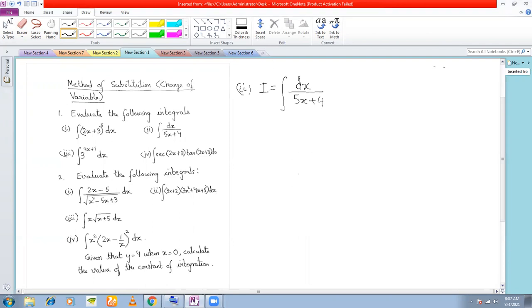The dx by x formula we use here. So this should actually be log of (5x + 4) divided by the derivative of 5x + 4, right? This should be your answer. Let's see how we come to this.